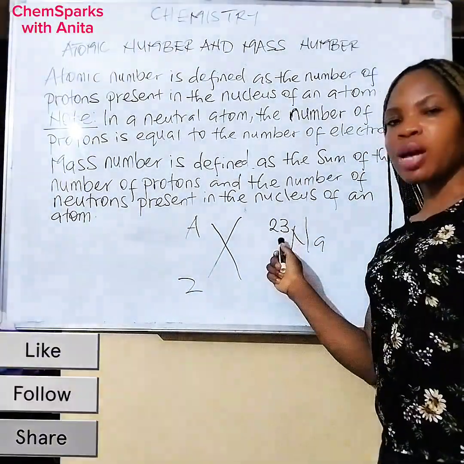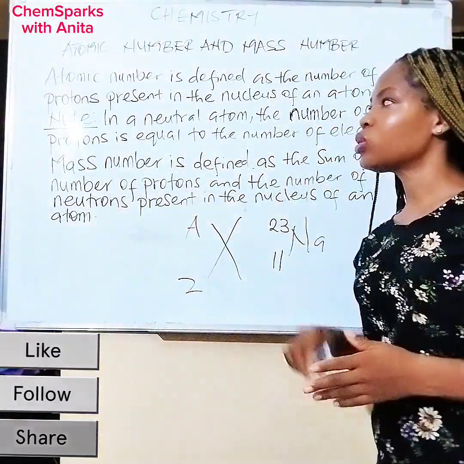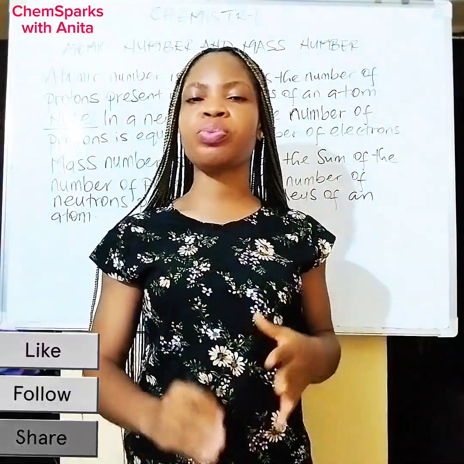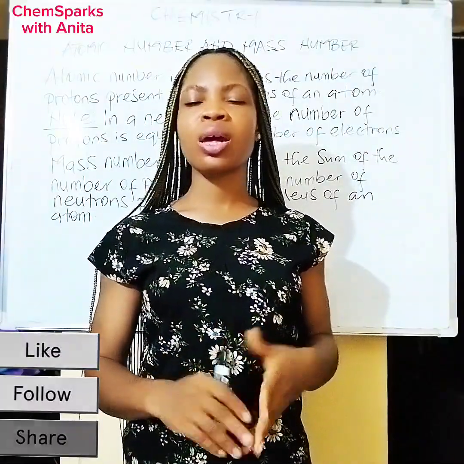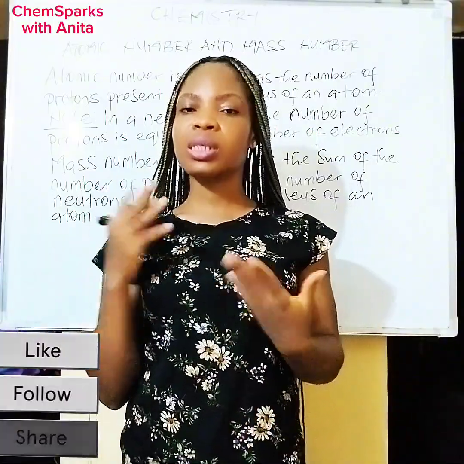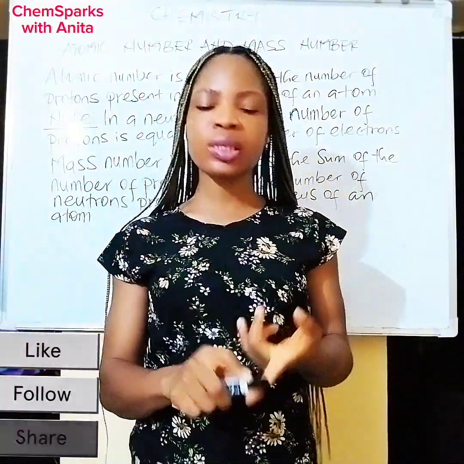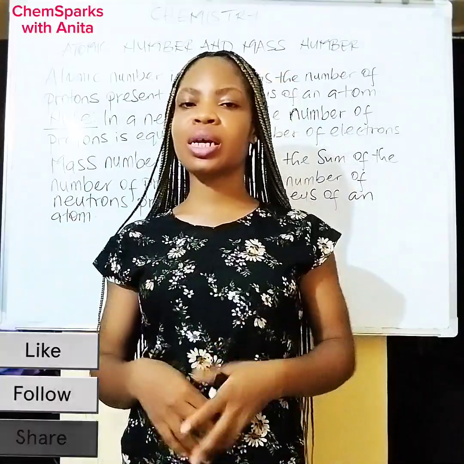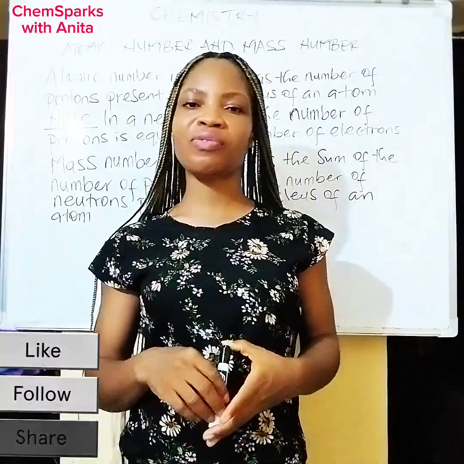We can use this mass number and atomic number to determine the number of protons, neutrons, and electrons present in the atom. And how do we do that? We'll look at that in our next class. That is how to determine the number of protons, the number of neutrons, and the number of electrons present in an atom. And that is a class you can't afford to miss.